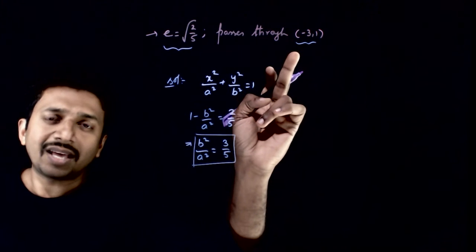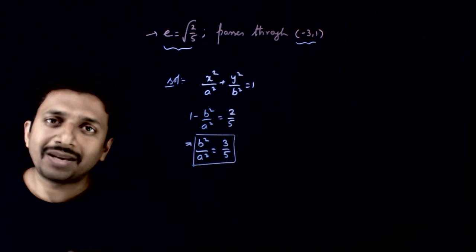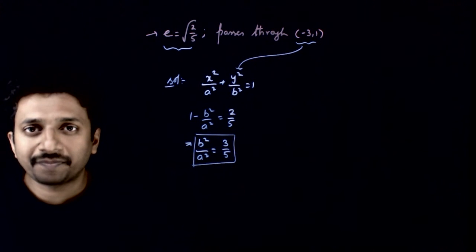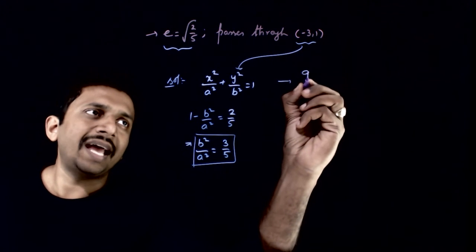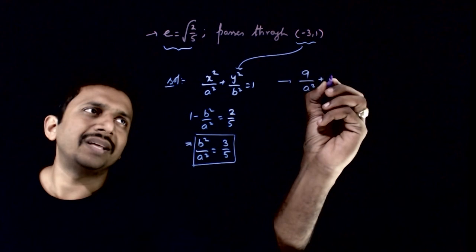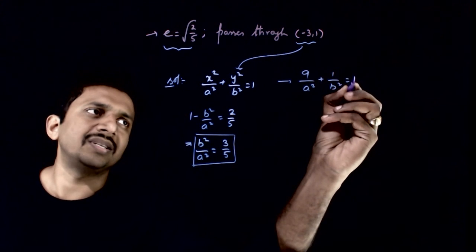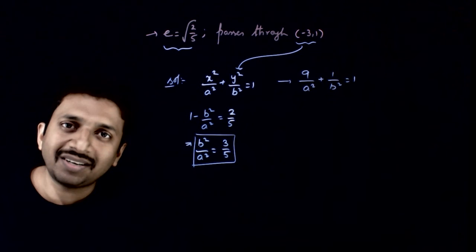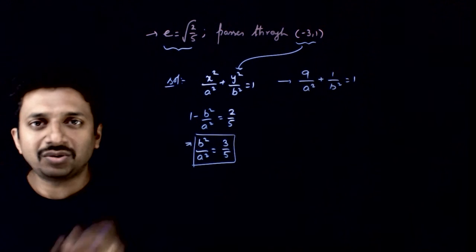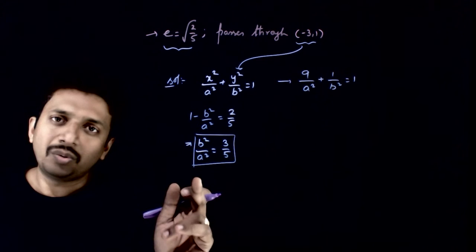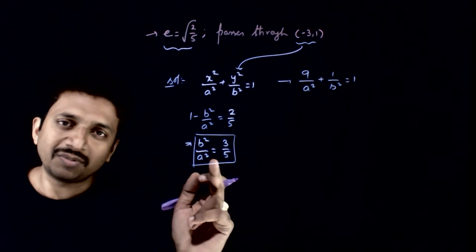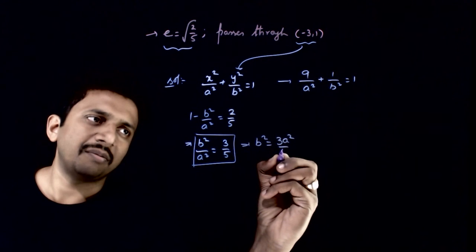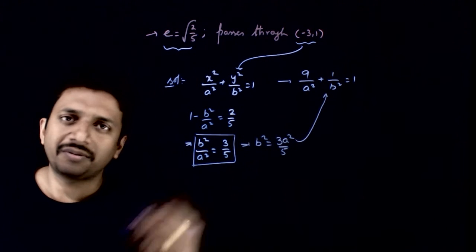Next, the ellipse has to pass through the point (-3, 1). That means this equation has to satisfy this point. That means 9/a² + 1/b² = 1. So these are the two equations that a and b have to satisfy. From this, b² can be written in terms of a²: b² = 3a²/5. So let us put it here.